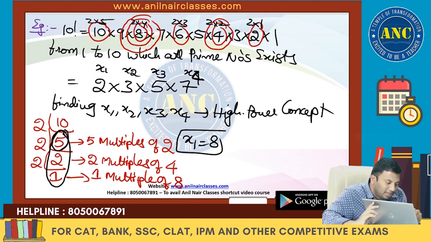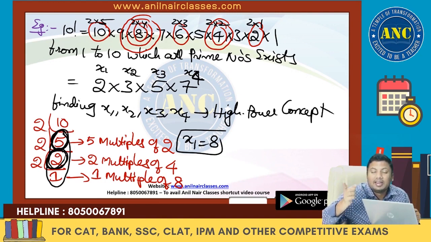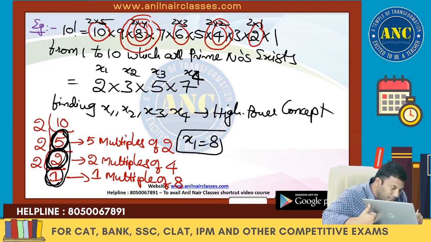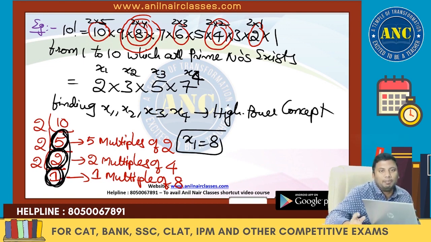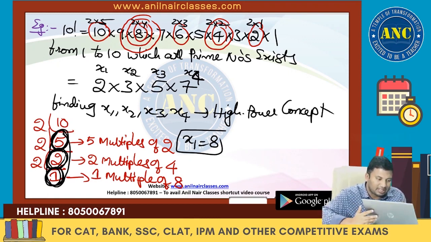There are 5 multiples of 2. There are 2 multiples of 4. Any multiple of 4, 4 itself is 2 square, while 2 itself is 2 power 1. So 4 contains an extra power of 2. Any multiple of 8 is also a multiple of 2. So 5 plus 2 plus 1 is 8. I hope it is clear.